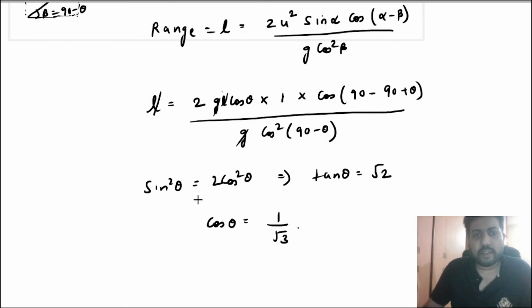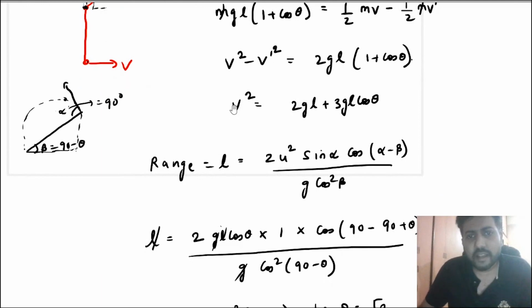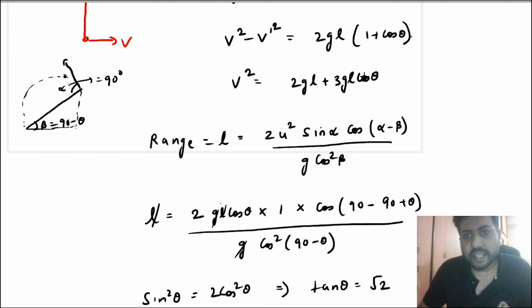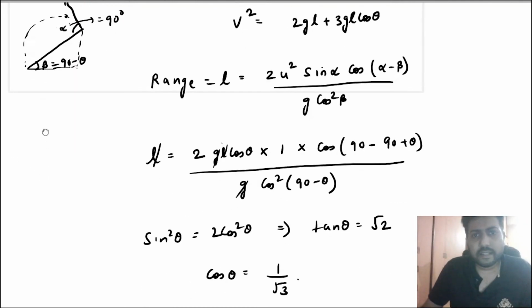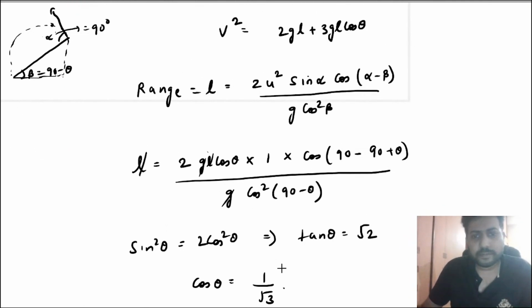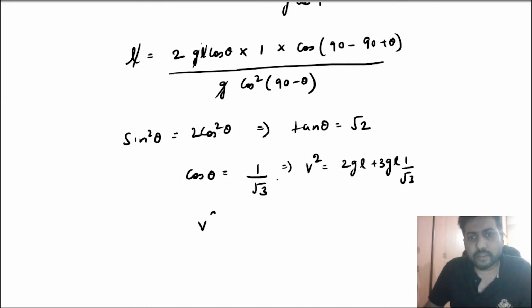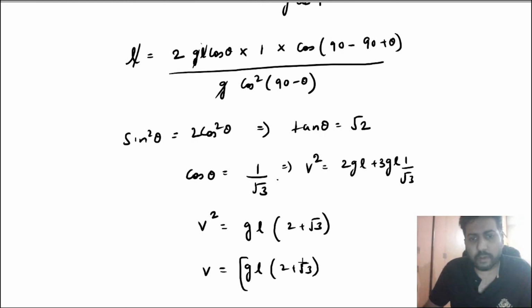Now once you have got the value of cos theta, we need to find the value of v, right? Just put the value of cos theta in this equation. You will get v square is equal to 2gl plus 3gl into 1 by root 3. So you will get v square is equal to gl common 2 plus root 3. So from this you will get v is equal to gl 2 plus root 3 whole power half.